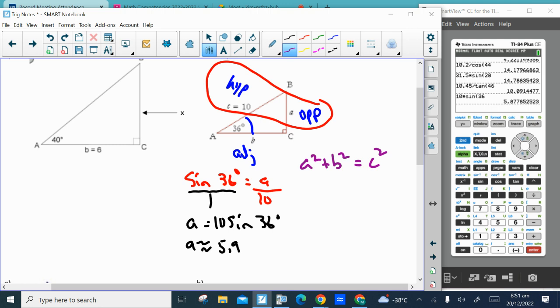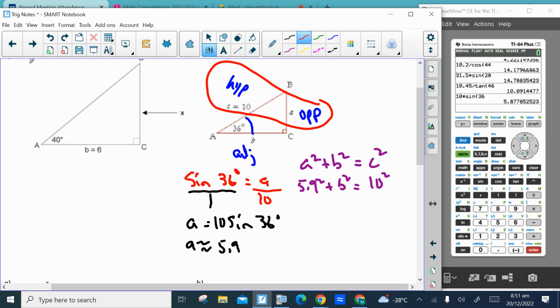A and B are the two legs of the right triangle. C is the hypotenuse. We were given the hypotenuse. We found A, the opposite, to be approximately 5.9. So using this formula, 5.9 squared plus B squared has to equal C, which is 10 squared.